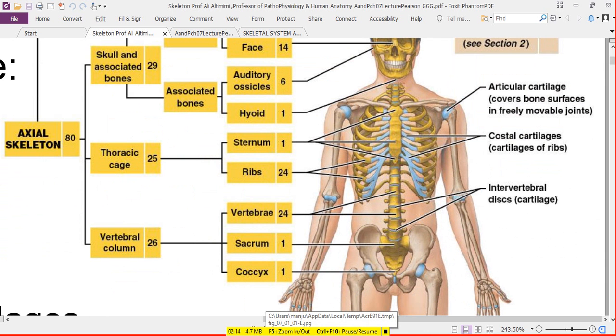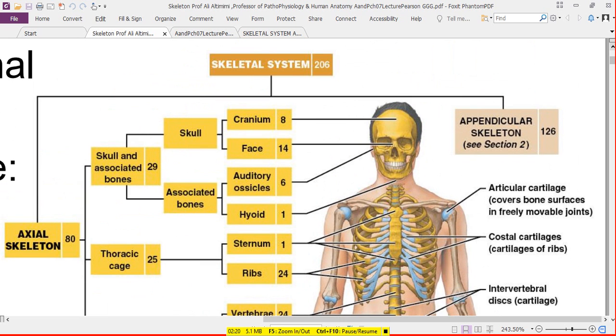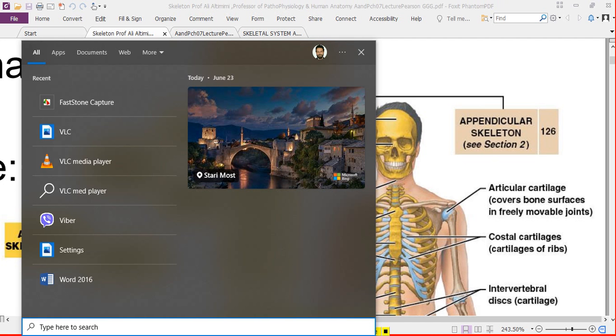the vertebral column 26 bones. All these are the axial skeleton. We will concentrate on the skull and associated bones. The skull has 8 cranial bones, 14 facial bones, and the auditory ossicles, 6 bones. Associated bones are the auditory ossicles and the hyoid bone. These are the axial skeleton, the skull bones.